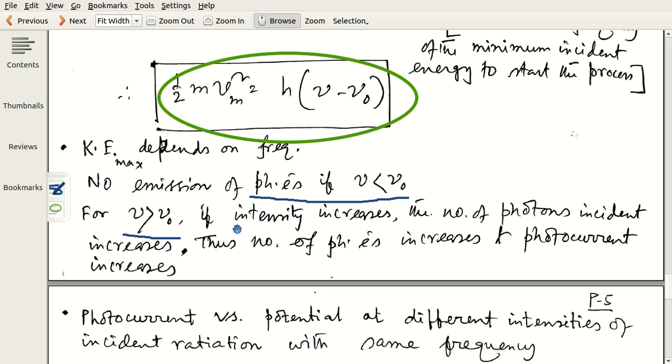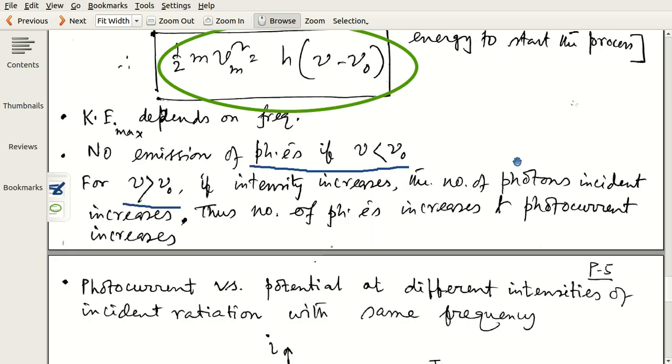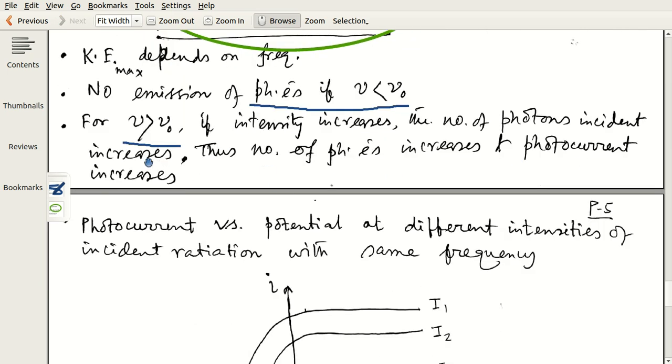And if now you increase the intensity, that means you put more light with frequency nu greater than nu 0, the number of photons incident increases, and in this way the number of photoelectrons, that is the photocurrent, increases, and it is independent of frequency. If you increase this nu again, then this photocurrent will not increase. That is the point.